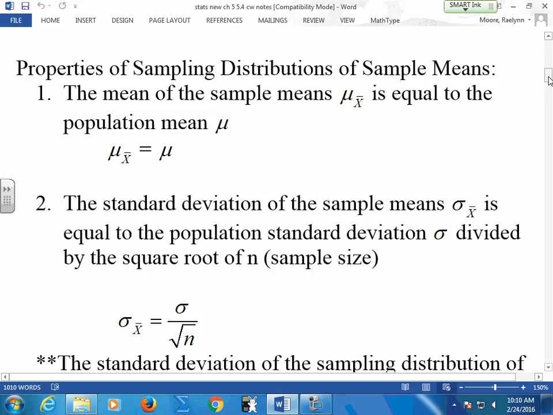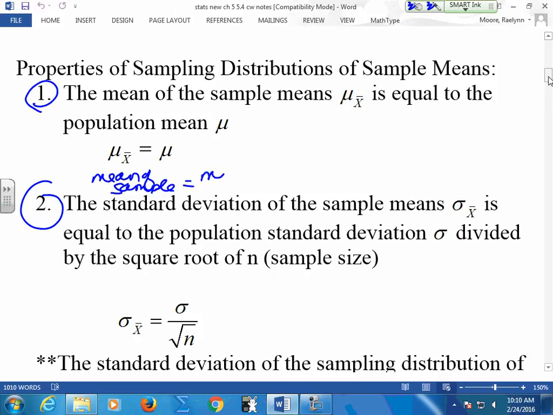properties of your sampling distribution. These are where your samples come from. And remember, I'm taking equal samples out of my population. Remember, they're at random. So we find that there's 2 things we come across. We find that the mean of the population, this is my mean of my sample, is equal to the mean of my population.